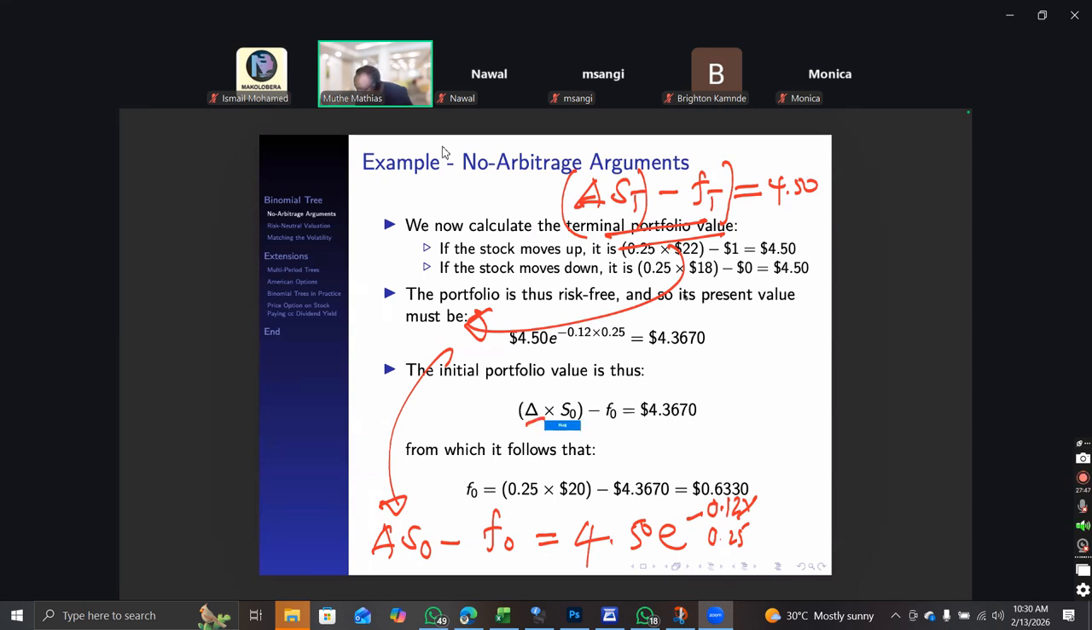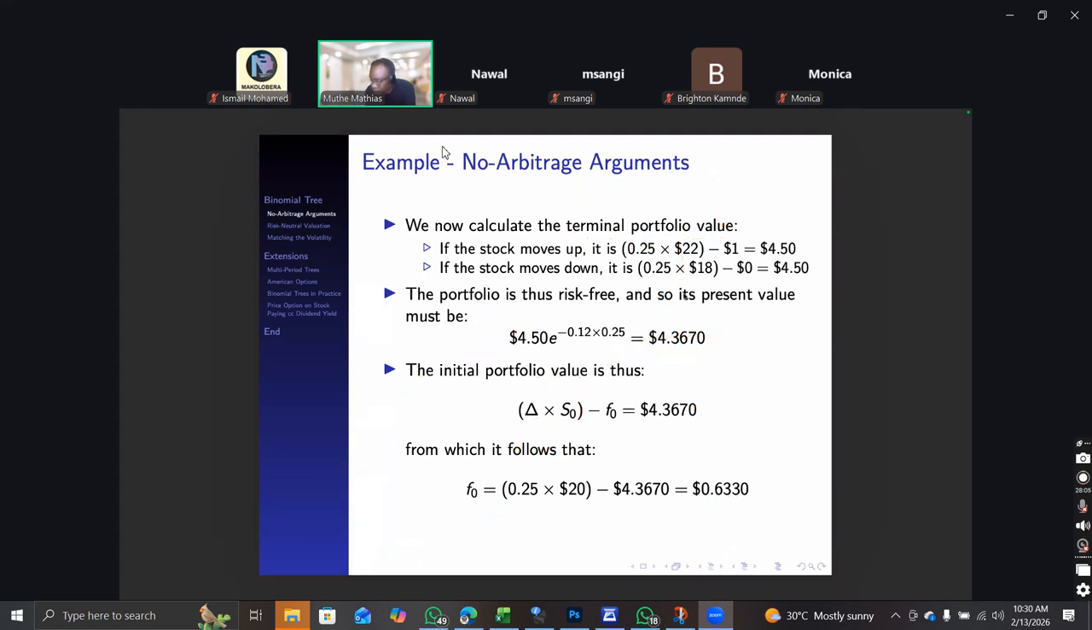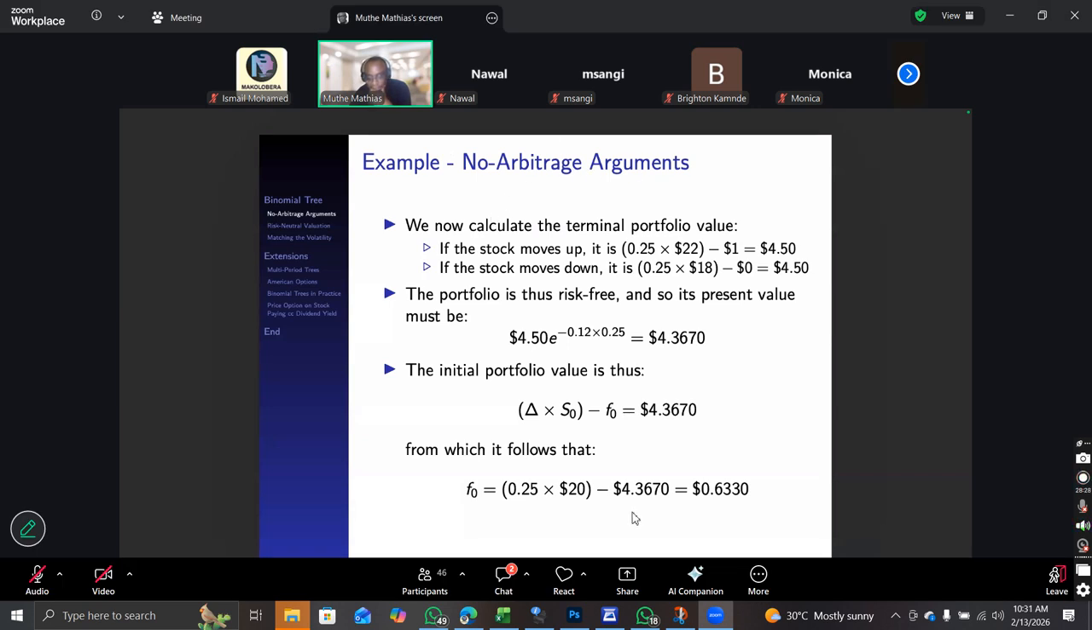We know S naught, the stock price today, but we don't know F naught. To get F naught, of course, we have to take everything to this side and make F naught the subject, and of course we'll get 0.63. Make sense? Does that make sense, what we are trying to do here? Maybe I have confused you there. So any question? Does that make sense? No response means everything makes sense.